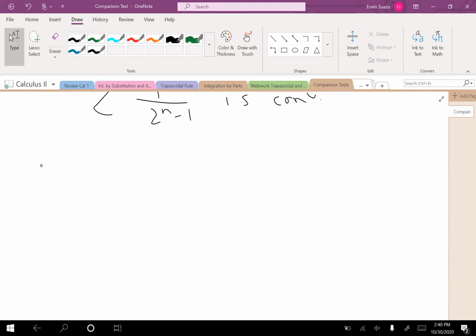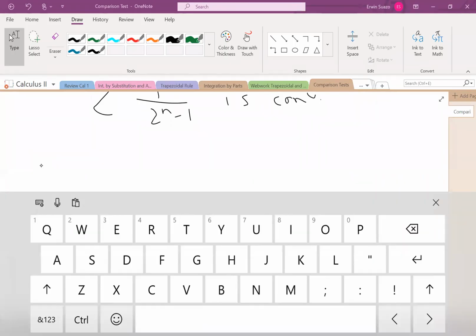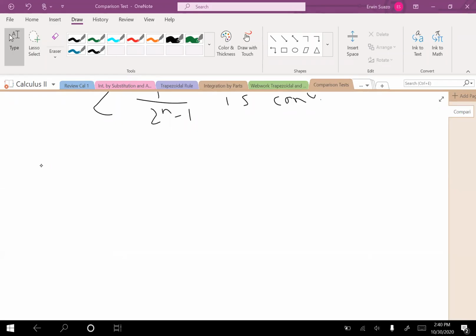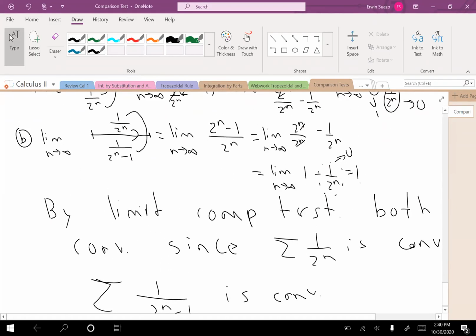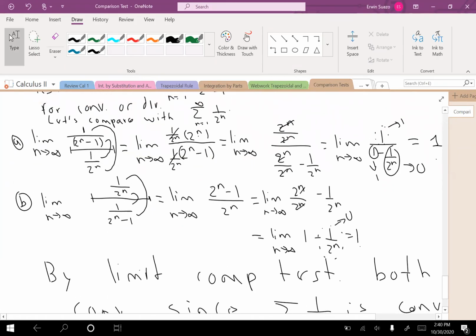Somebody asked whether the limits always give the same result for a_n over b_n and b_n over a_n. That's the same question, sorry. I guess I already answered that. So they don't always give the same limit.